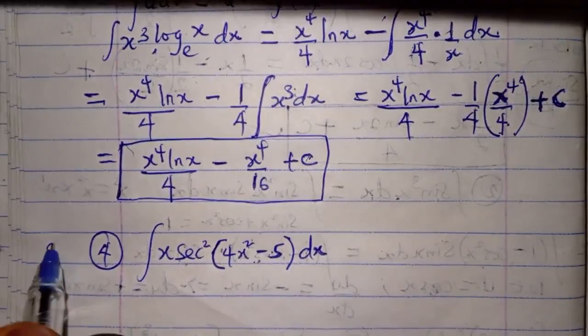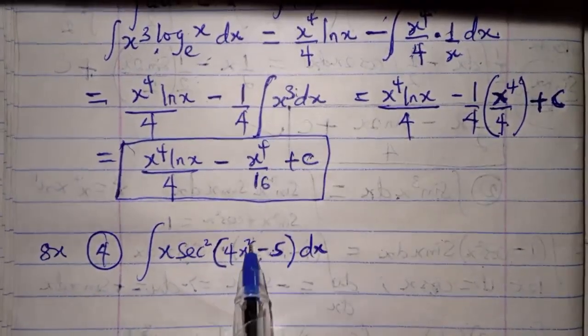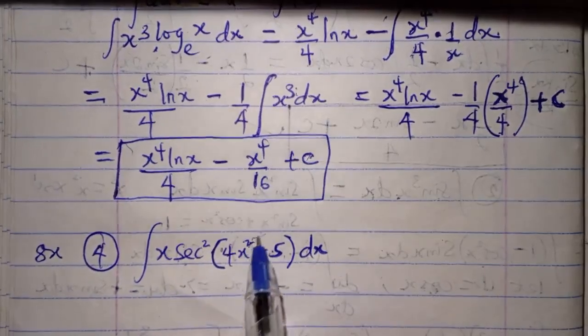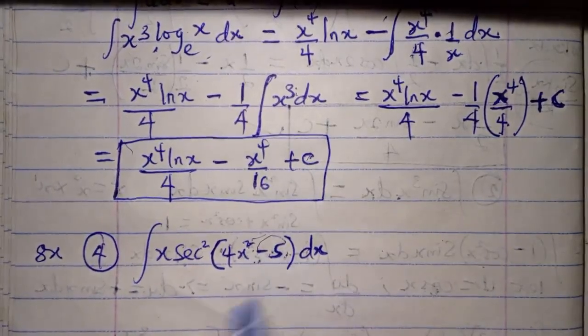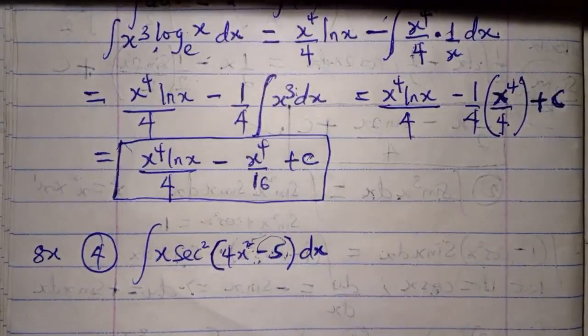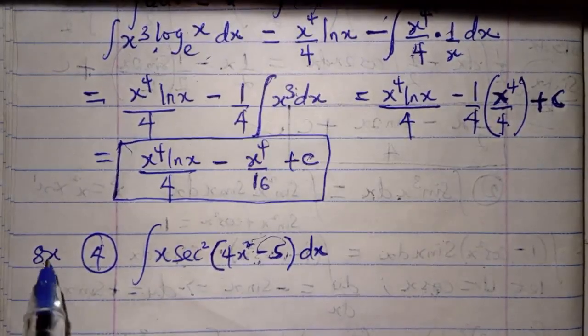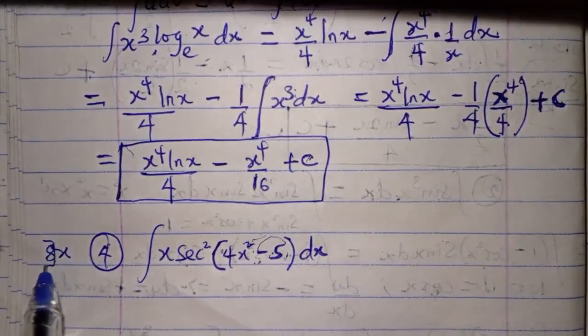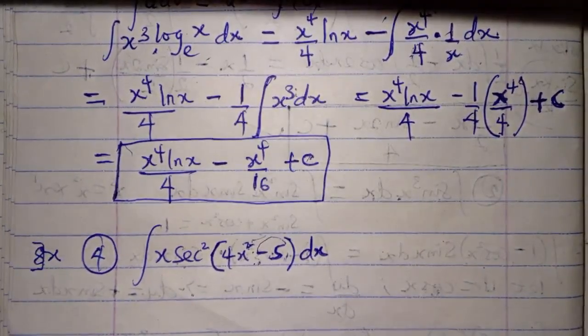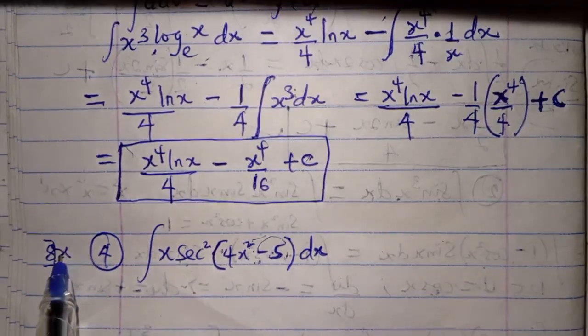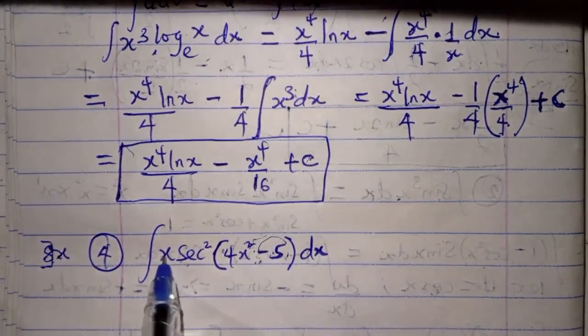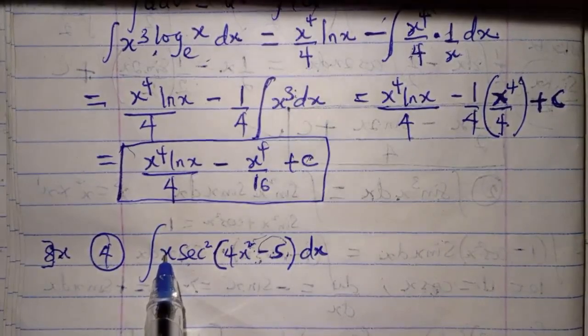2 times 4 is 8, 2 minus 1 is 1, and we differentiate the constant to get 0. Okay, I will get 8x. What am I going to do with this 8x? I'm not bothered about this 8 because 8 is just a constant. I'm concerned about this x. Can I see x outside? Yes, I can see x outside.